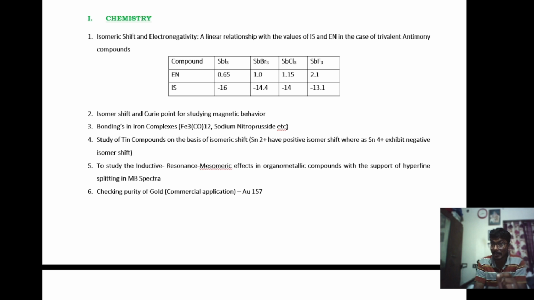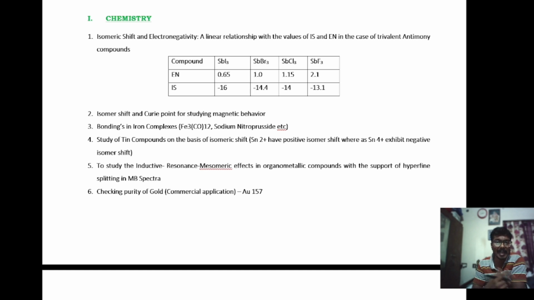remember the point. Note that below the Curie point, the singlet of an iron complex or an iron compound whose Mössbauer spectra we have collected, if it is a singlet, will split into a sextet below the Curie point. Okay, that you should remember. Below the Curie point, let me repeat again, the singlet of a spectrum splits into a sextet.